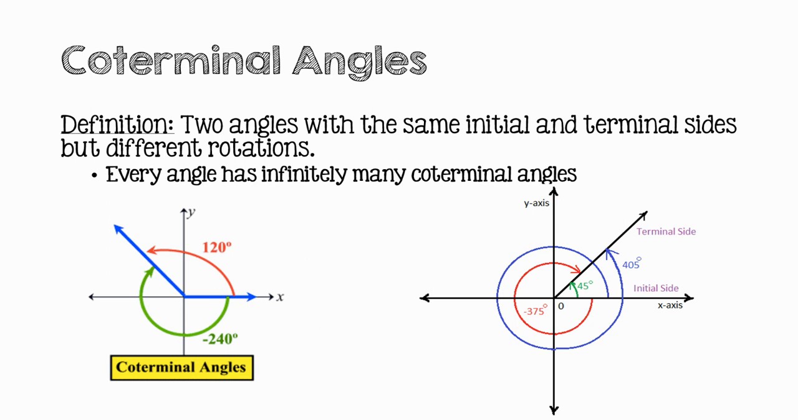When you're asked to name a coterminal angle, a lot of times it's restricted to just a positive angle between 0 and 360, or just a positive angle or a negative angle. You'll get direction on that. But the idea here is that coterminal angles share the same initial and terminal side. It just is a rotation whether we go in the clockwise direction, being negative, or in the counterclockwise, being positive.